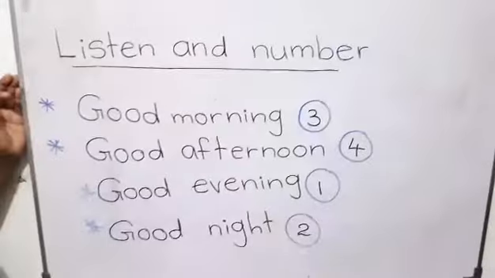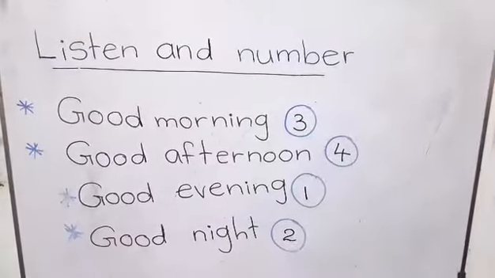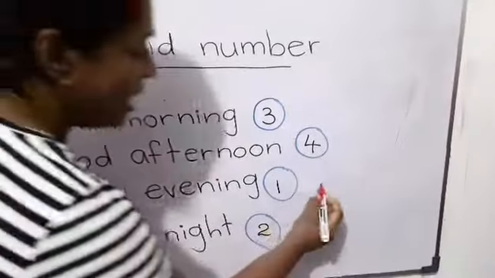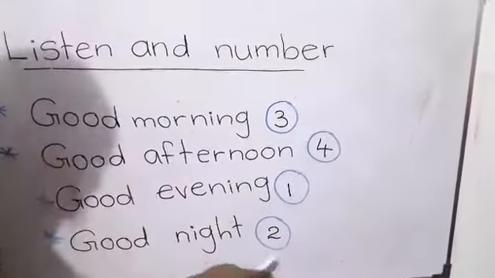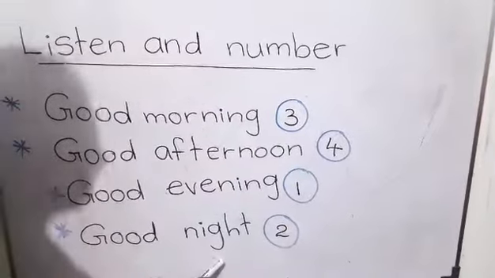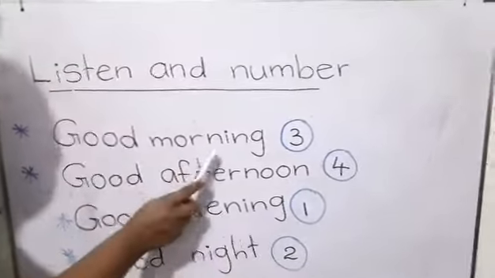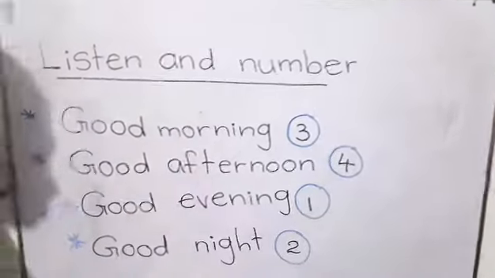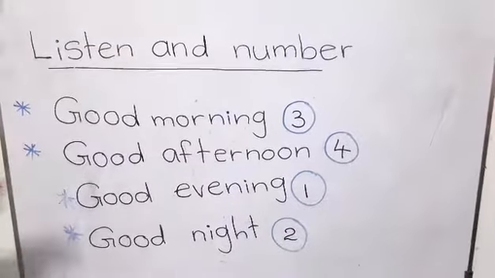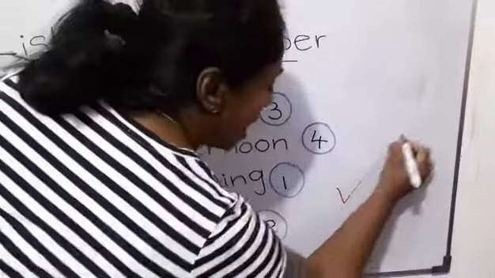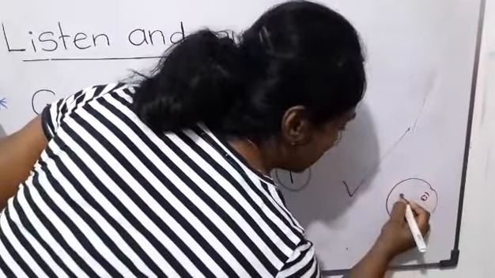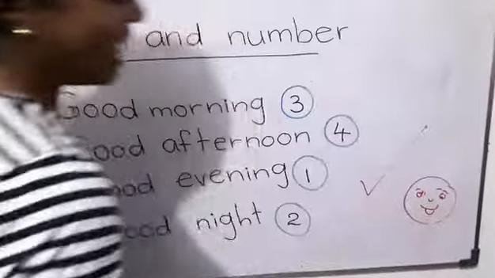Let's check. Did you get your answers like this? Number 1, good evening. Number 2, good night. Number 3, good morning. Number 4, good afternoon. Yes, I think you have done it very well. Put a tick and draw your happy face here. Right, well done.